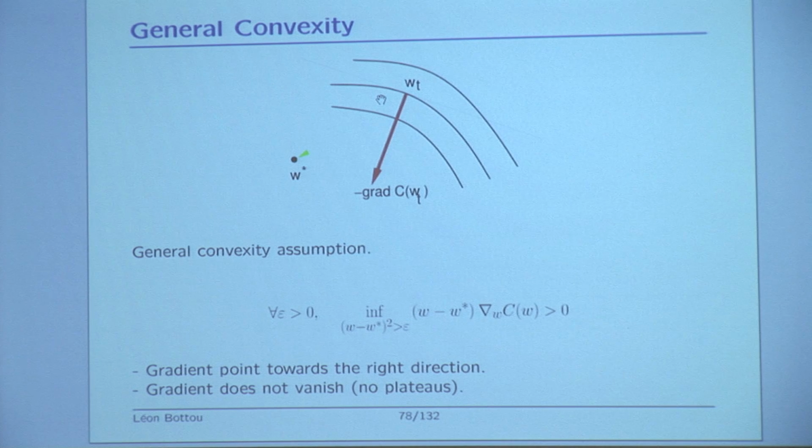There is another little complexity here, this inf here. It means that this is going to remain true strongly enough until you come very close to the optimum. It's not a very strong condition. If you have normal convexity or strict convexity, it is going to be verified. It also means that the gradient doesn't vanish, that you have no flat zone.